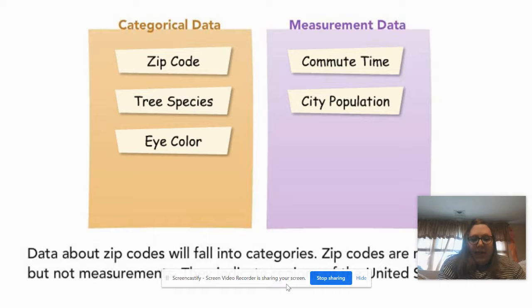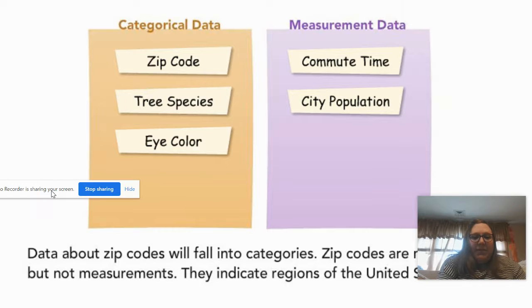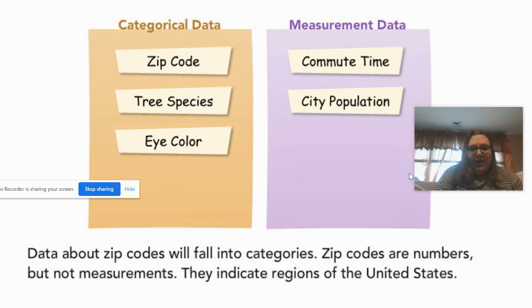Okay, so as you guys can see here, let me move this. I have some examples of categorical data and measurement data. So let's start with measurement data. Measurement data over in the purple. Some examples would be commute time and city populations, because both of those are measurements. Time is a measurement, and population is a number of people, which is also a measurement. And then, as you guys can see, the categorical data, or things that fall into categories, would be things like zip codes, tree species, like types of trees, so birch or oak or whatever other kinds of trees there are. Ask Miss Phelps. Or Miss Haley rather, and eye colors.